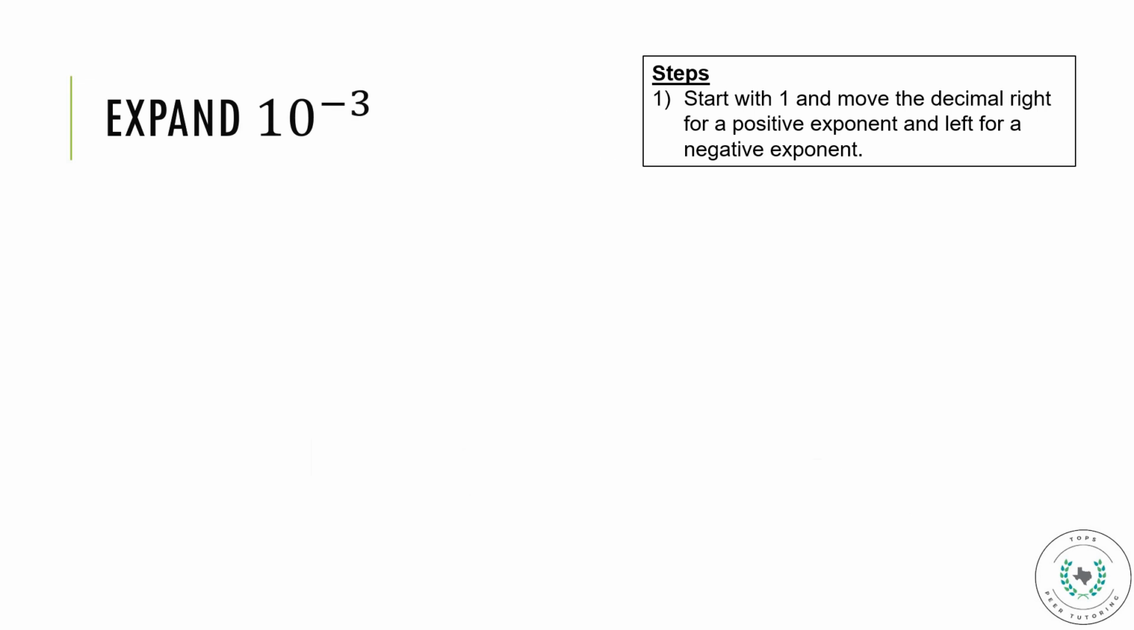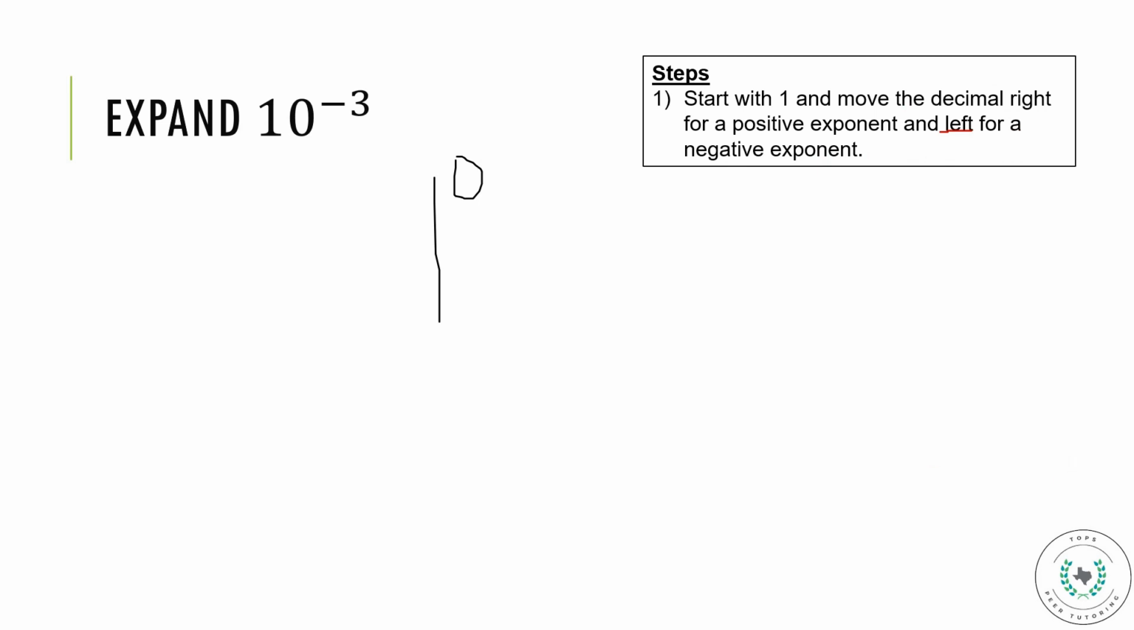Now, let's work on another example with a negative exponent this time. We have a negative 3. So in this case, we're still going to start with that 1. Just 1 to the power of 0. Okay? And since it's a negative exponent, we are going to be moving to the left. So in order to go from 0 to negative 3, we're going to be needing to go 3 spaces to the left.